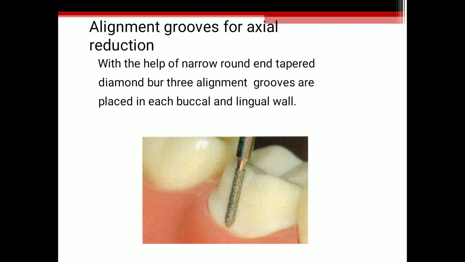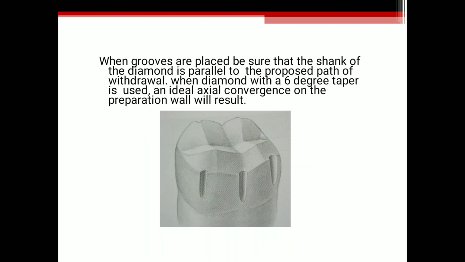Then alignment of your grooves for axial reduction. With the help of a narrow, round and tapered diamond burr, 3 alignment grooves are placed in each buccal and lingual wall. When grooves are placed, be sure that the shank of the diamond is parallel to the proposed path of withdrawal. When a diamond burr with a 6-degree taper is used, an ideal axial convergence on the preparation wall will result.